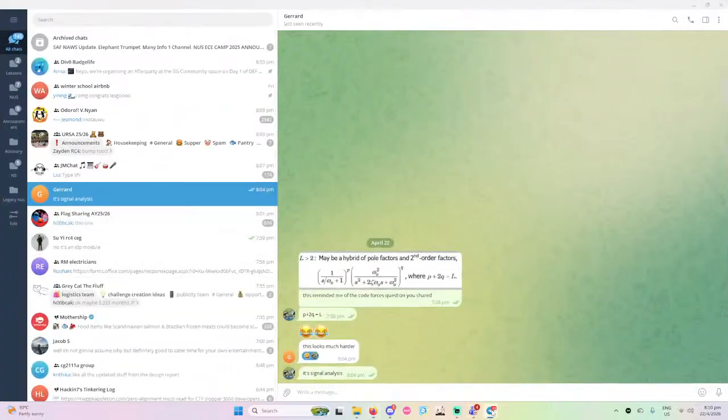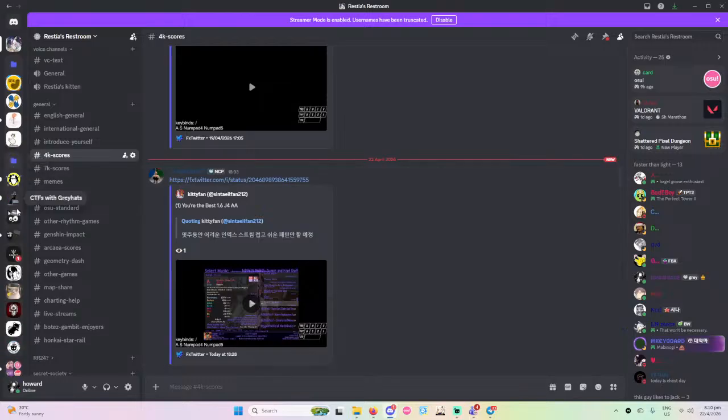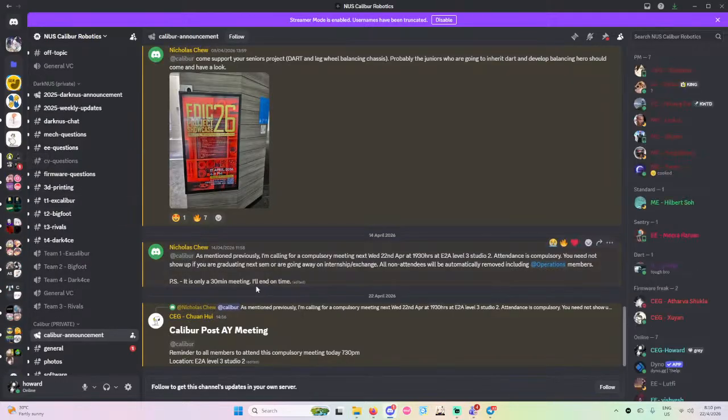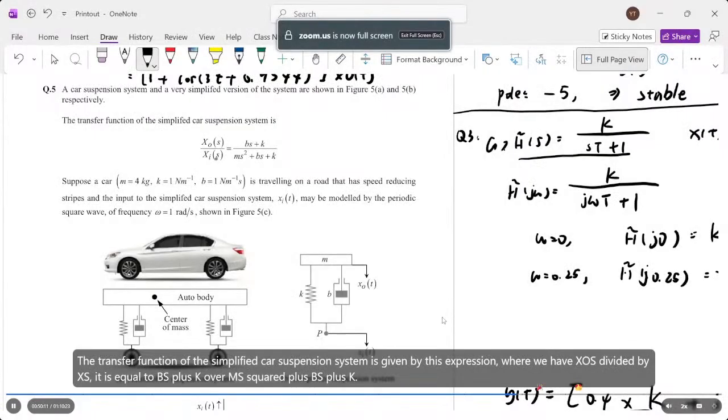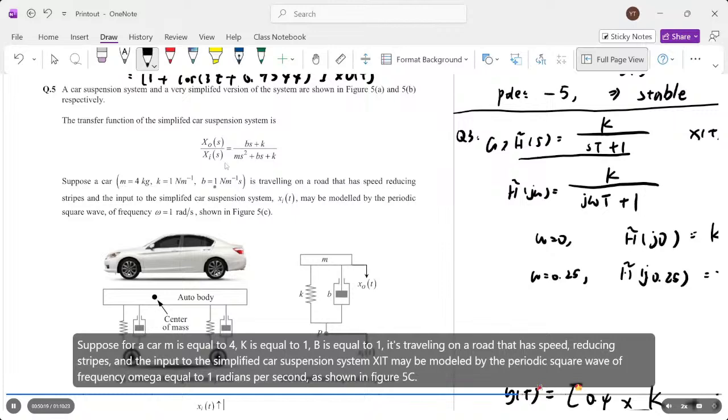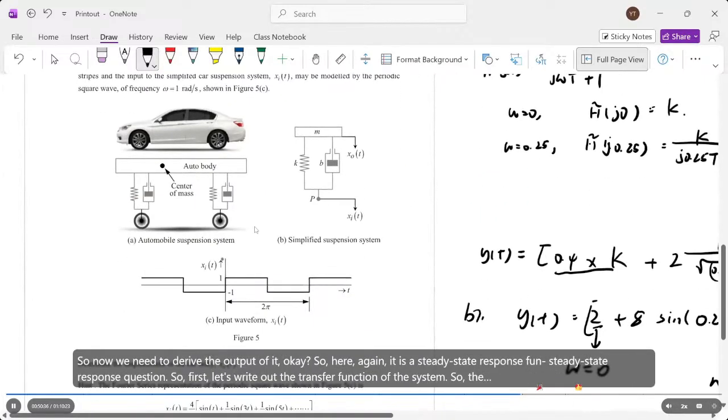Okay, so now let's proceed to the last question of tutorial 6. A car suspension system and a very simplified version of the system are shown in figure 5a and b. The transfer function of the simplified car suspension system is given by Xo(s) divided by Xi(s), equal to (bs plus k) over (ms squared plus bs plus k). Suppose for a car m is equal to 4, k is equal to 1, b is equal to 1, traveling on a road that has speed reducing stripes, and the input to the simplified car suspension system xi(t) may be modeled by the periodic square wave of frequency omega equal to 1 radian per second, as shown in figure 5c. So now we need to derive the output of it.